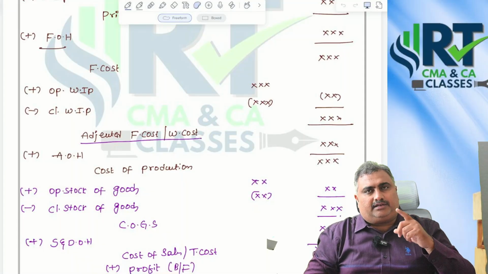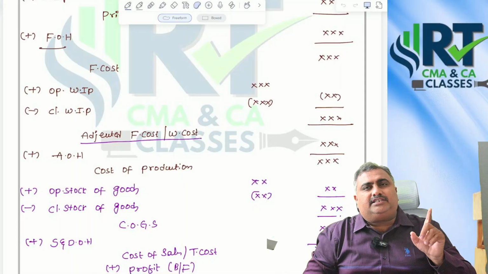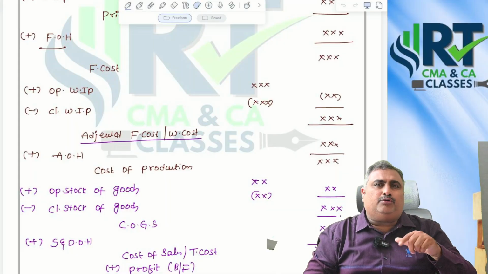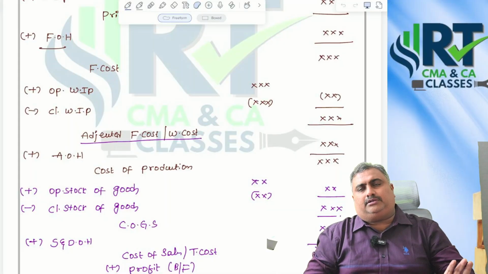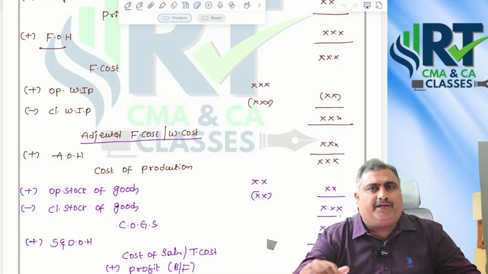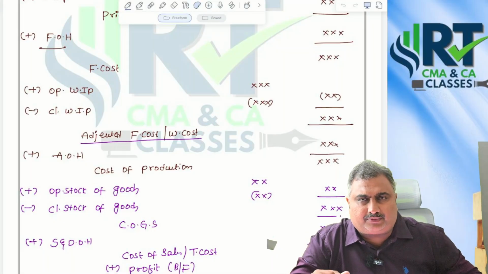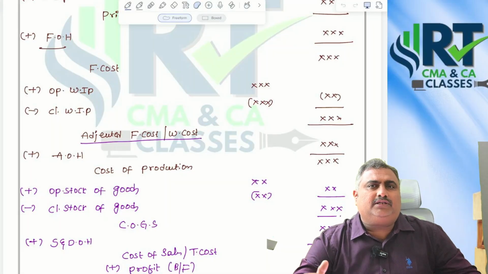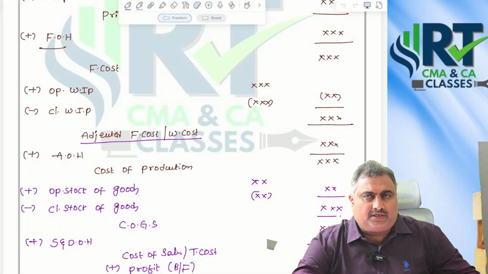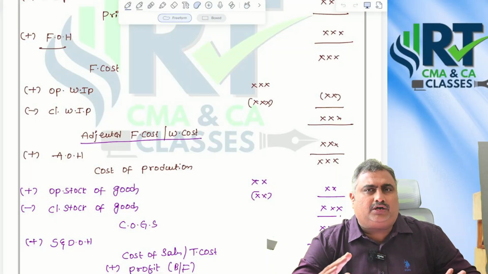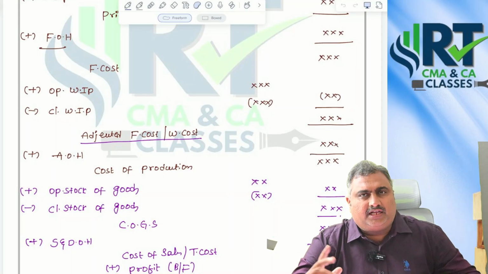In CA Inter, people call it adjusted factory cost itself. You may also call it works cost. Sir, why are we adding opening work in progress and adjusting closing work in progress? Whatever the work in progress of last year, those units you want to convert into finished goods, those goods are also available for sale.